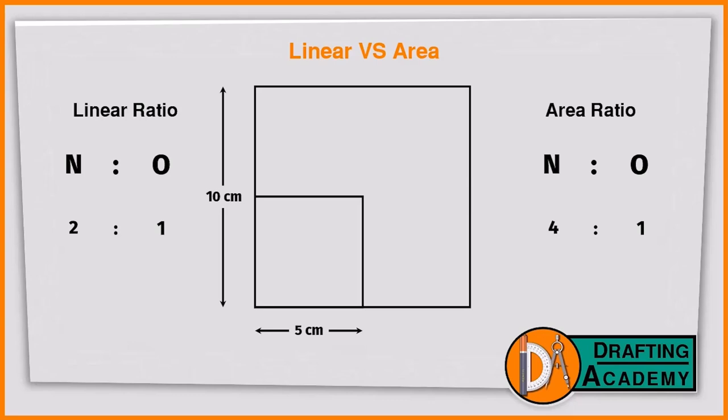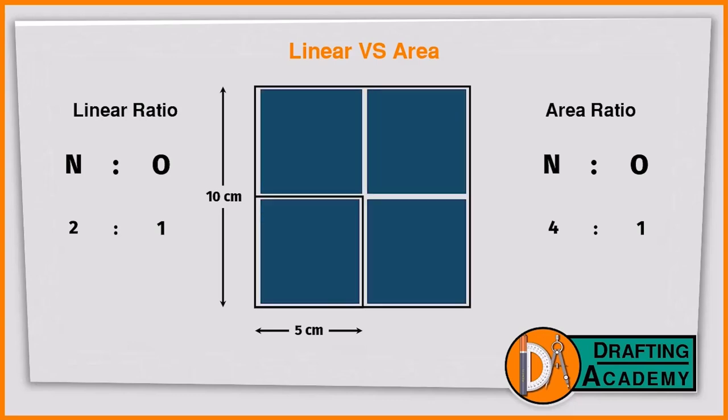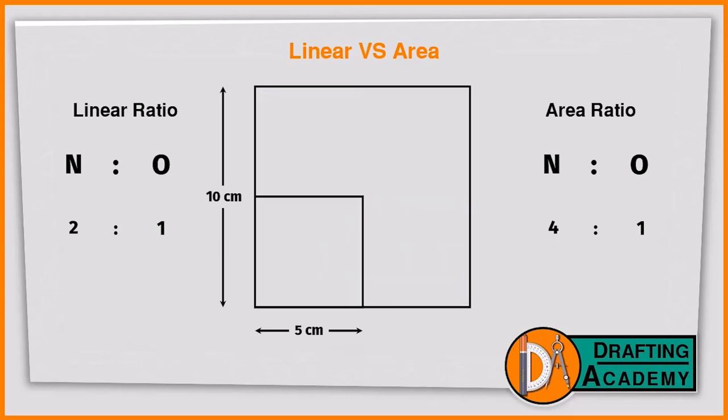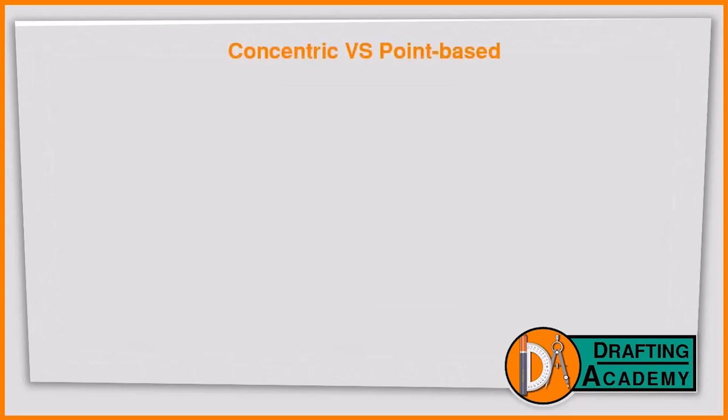Actually, that can be shown graphically. The bigger square can fit 4 original squares in itself. Hence why there's that 4 on that new part. The next thing we need to be concerned about is concentric and point-based enlargement and reduction.